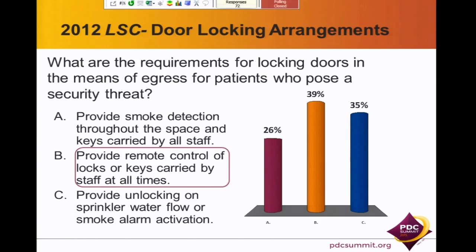So there were some other aspects of some of the other questions. For example, item C says provide unlocking on sprinkler water flow or smoke alarm. That's not part of that paragraph in the Life Safety Code. It may be something you're doing in your facility. If you're doing it, that's probably through an equivalency clause now, instead of through that language in the 2012 edition of the code. Okay? And the first one, A, because you have the option of keys carried by staff or remote control, A was not correct. Yes, smoke detection could be required throughout the space, but then I had the option of keys or remote unlocking.